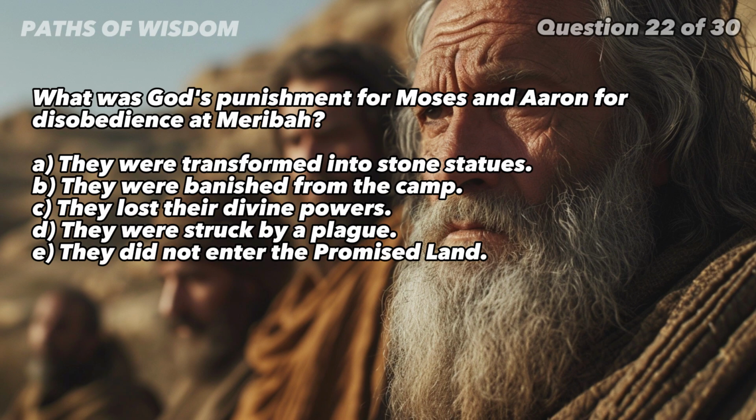Option A, they were transformed into stone statues. Option B, they were banished from the camp. Option C, they lost their divine powers. Option D, they were struck by a plague. Option E, they did not enter the promised land.